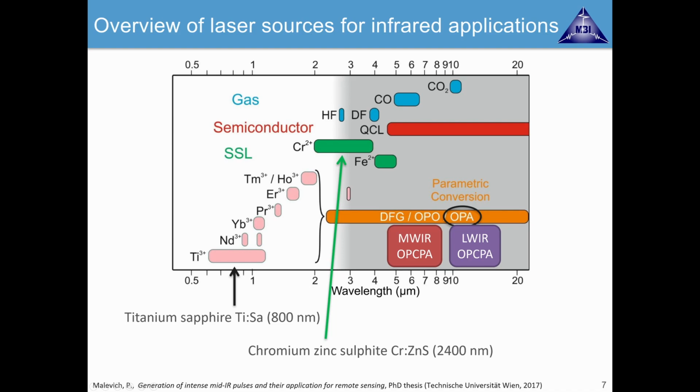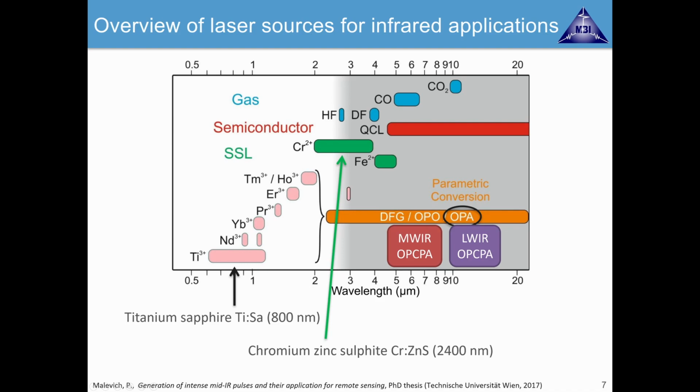And this is a bit of the motivation why we are doing this. So we aim for this spectral region here, above 3 micrometers. And here you see that there are some gas lasers or quantum cascade lasers which cover the spectral region, but either the pulses are too long or the power is not high enough. So in order to reach this area, we use optical parametric amplification.